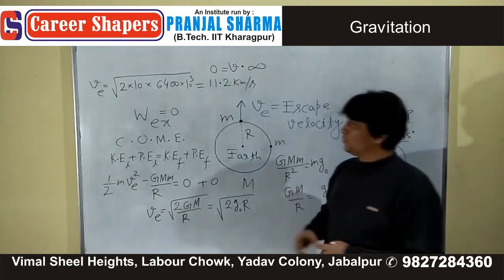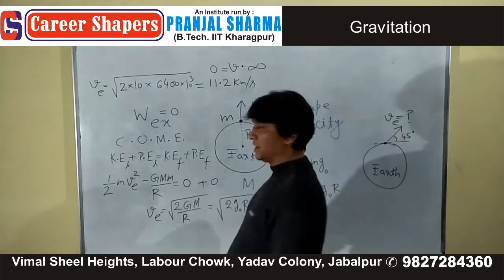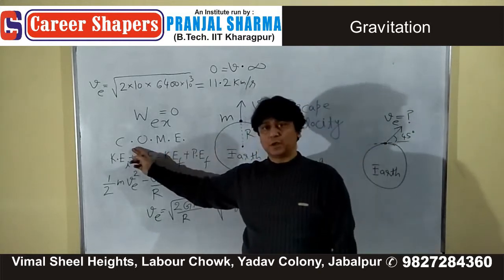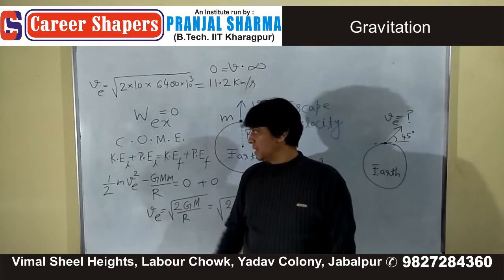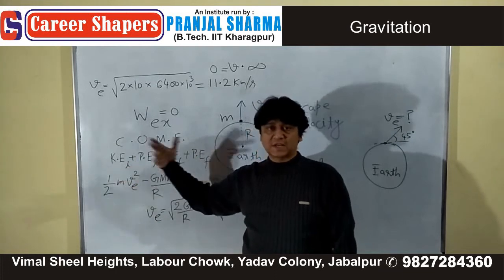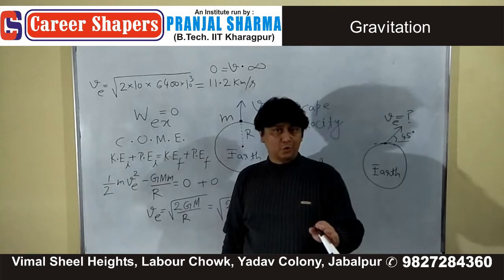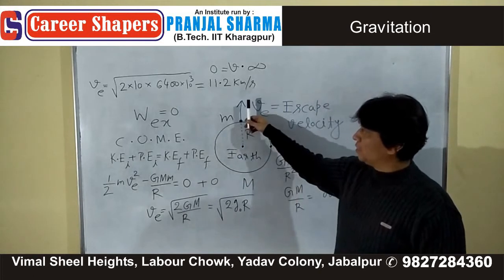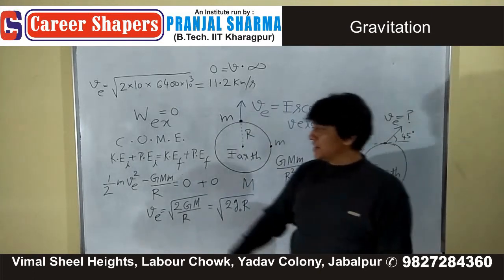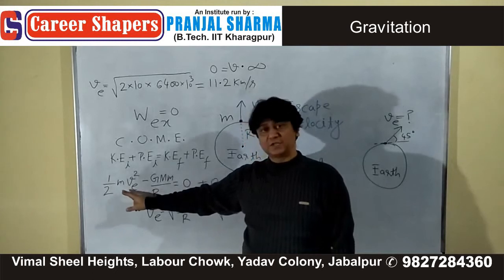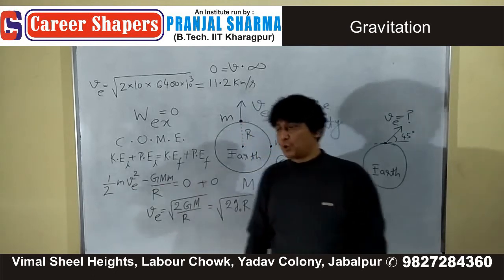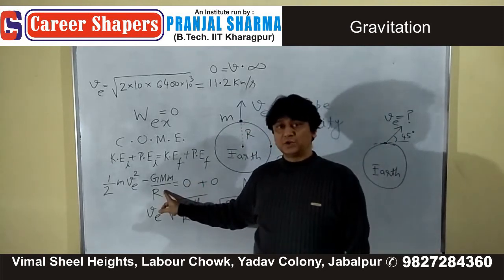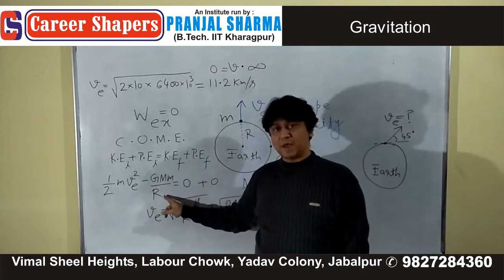Now, if you throw this projectile at an angle of 45 degrees, then again you will be using COME. That means you'll be using kinetic energy. What is kinetic energy? Is it a vector? No, it's a scalar quantity, and therefore whether you throw something up or at some angle, kinetic energy will always be half m v square. And since you throw it from the surface of Earth, potential energy will be minus G M m divided by r.